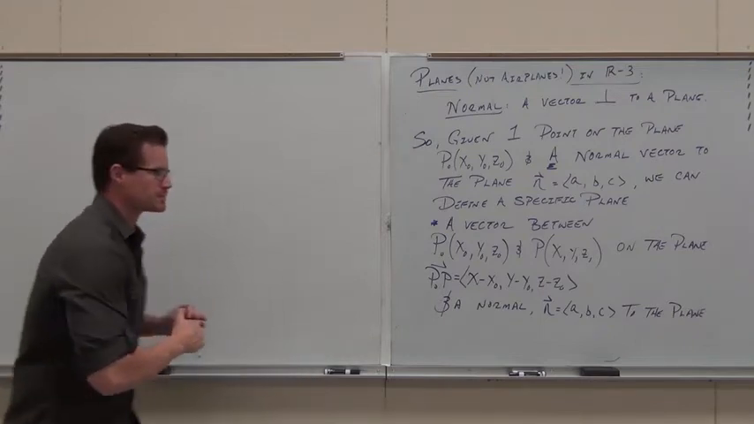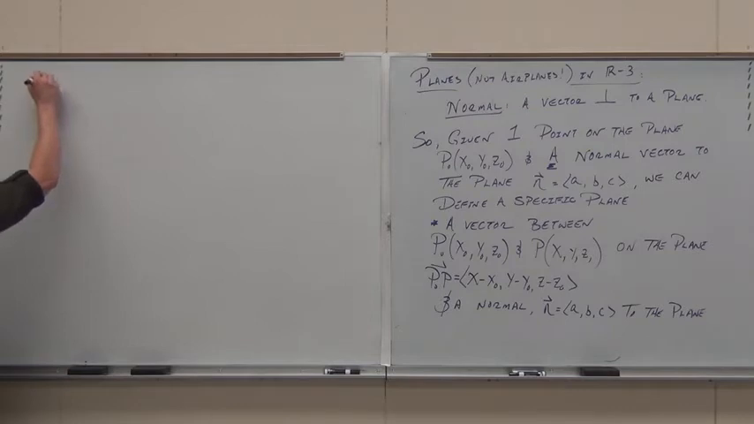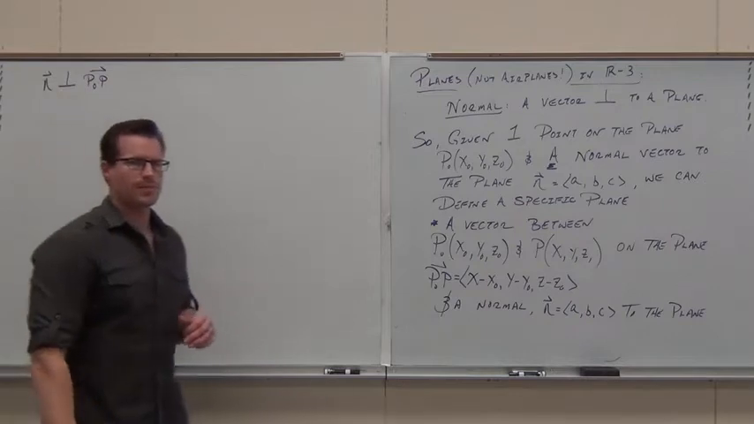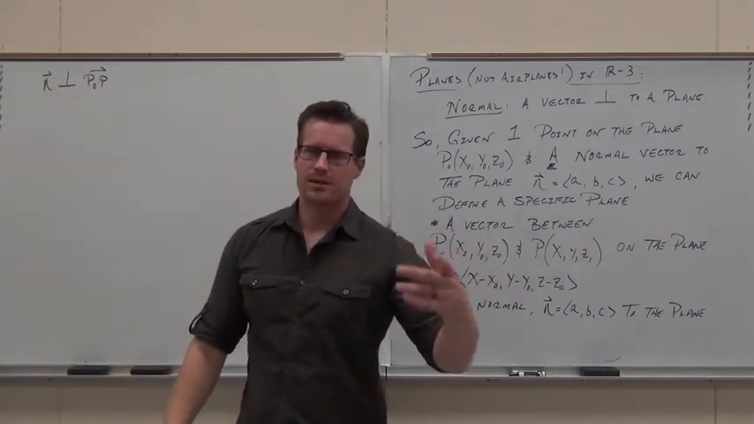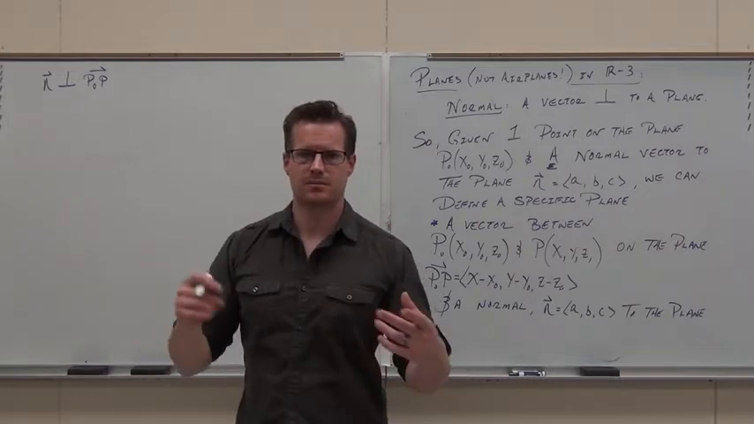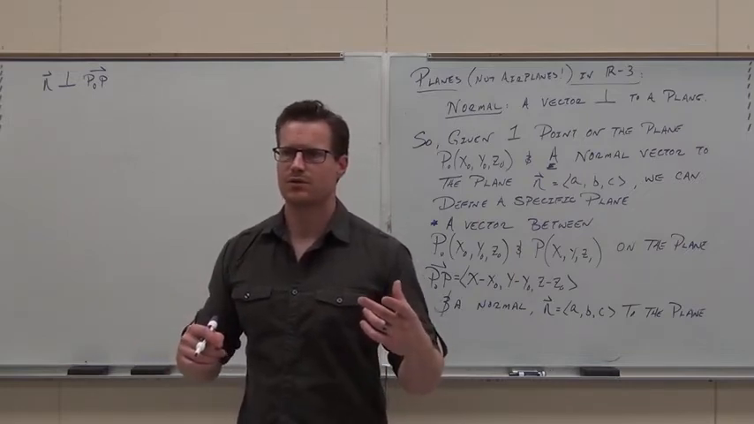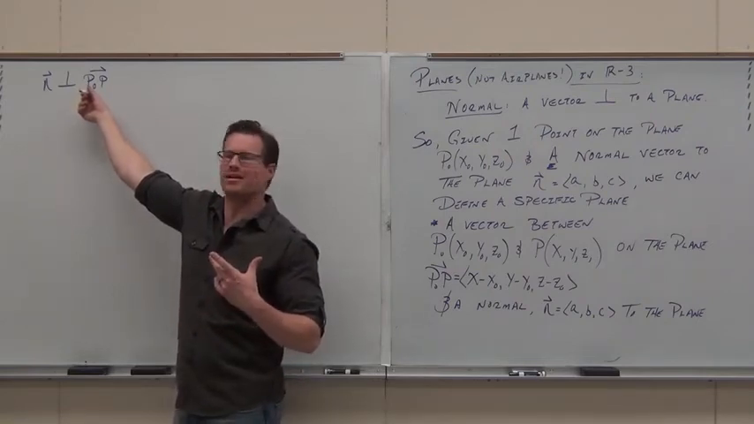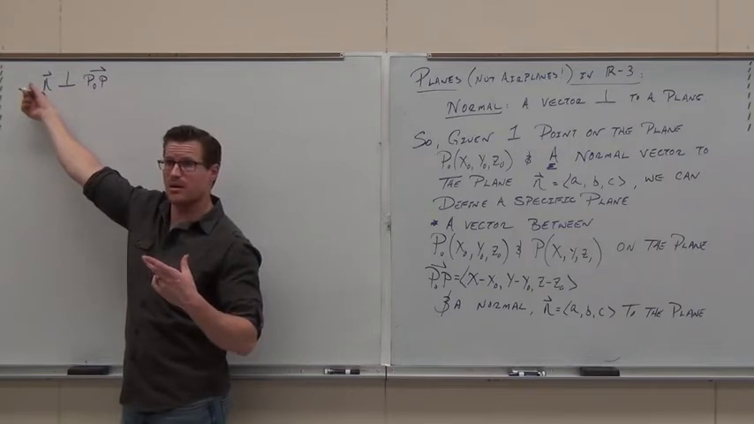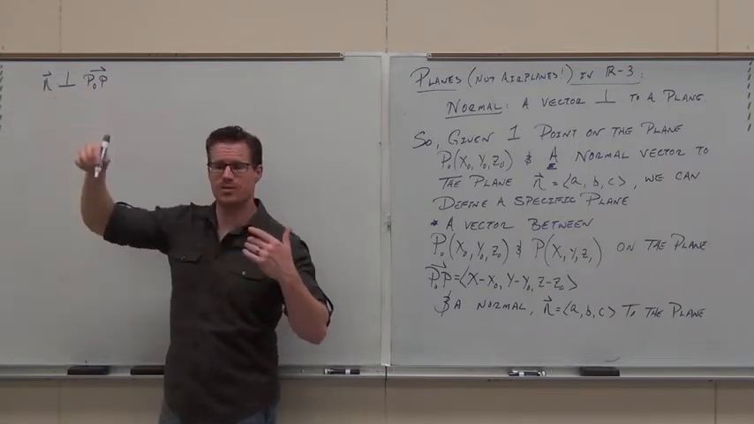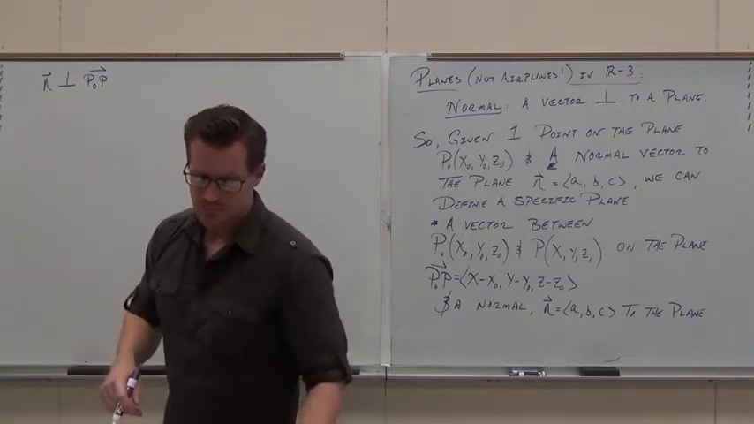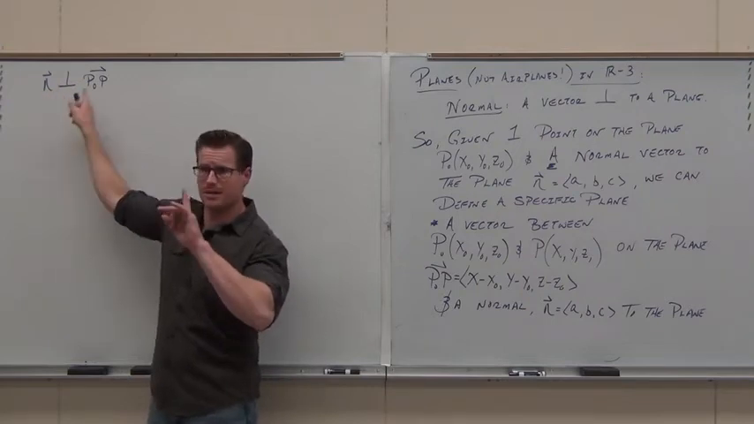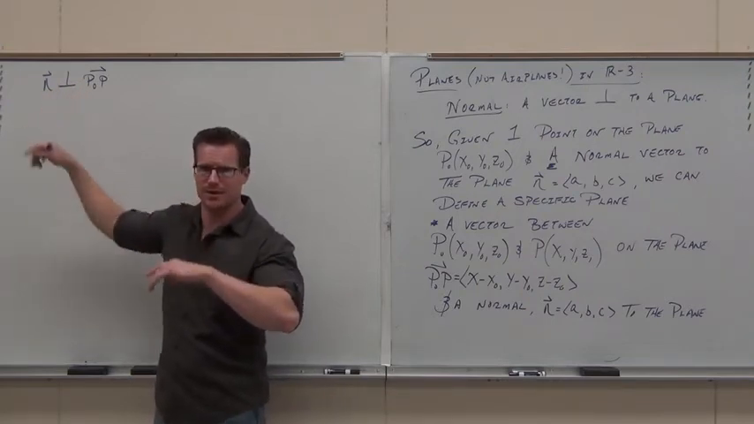True or false? N, a normal vector, has got to be perpendicular to P0 to P. True. Is this in the plane? Yes. Yeah, that's why we built it that way. Is this perpendicular to the plane? Yes. Therefore, it's got to be perpendicular to every vector in that plane. Now, here's the magic. And you know it. Because this is in the plane, N's the normal, it's perpendicular to this, because that's in the plane. And now that you're actually with me, I can write that down.